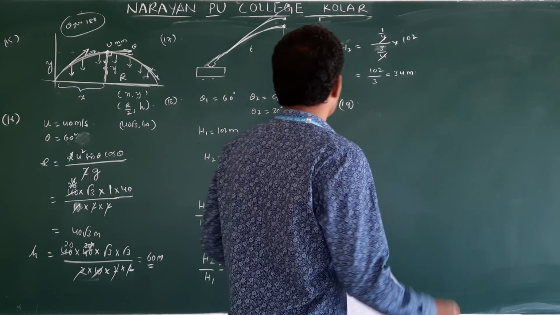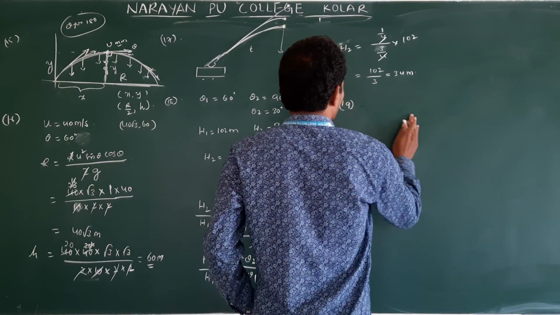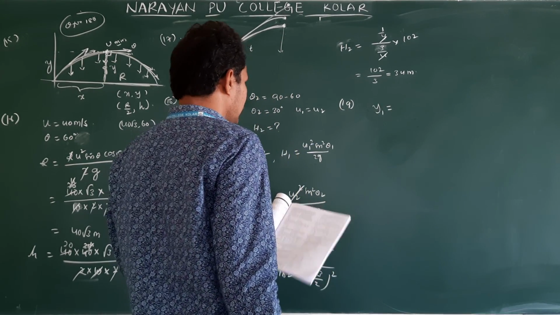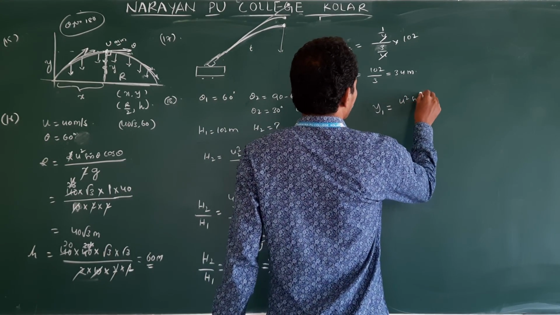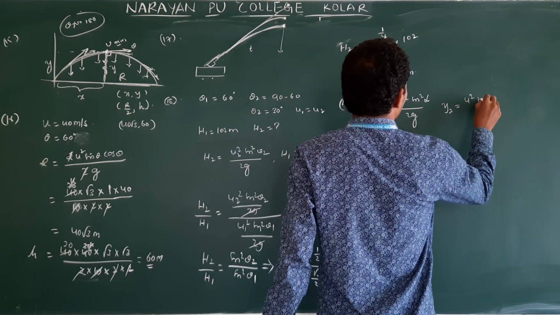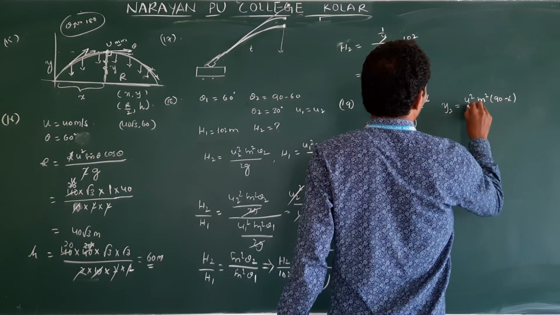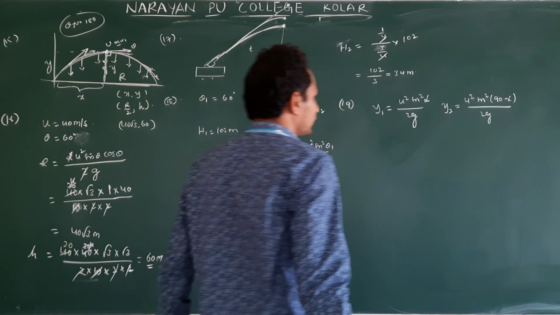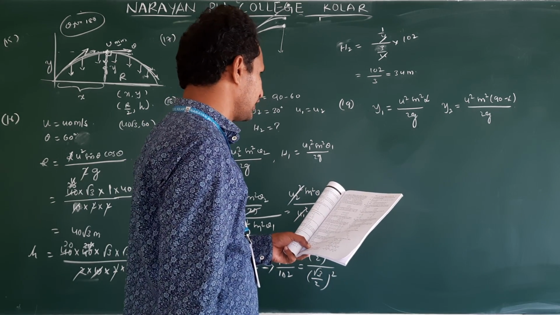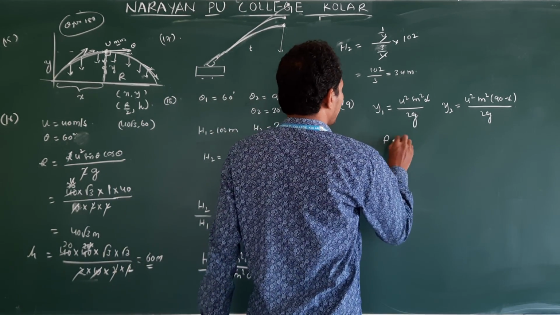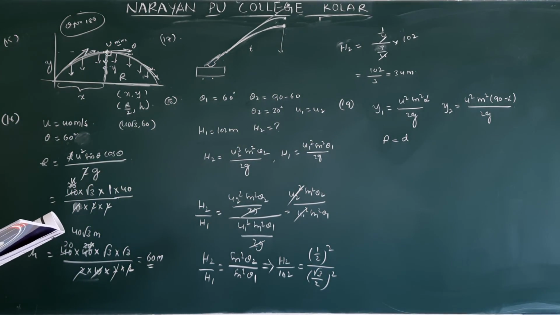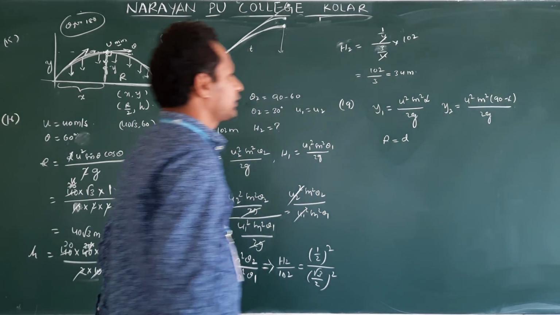They are asking in terms of d. So y1 is equal to u square sin square alpha by 2g. Next, y2 is u square sin square of 90 minus alpha by 2g. Right? For these two, the range remains the same. That range R we will write as d. So they are asking in terms of d. Clear?